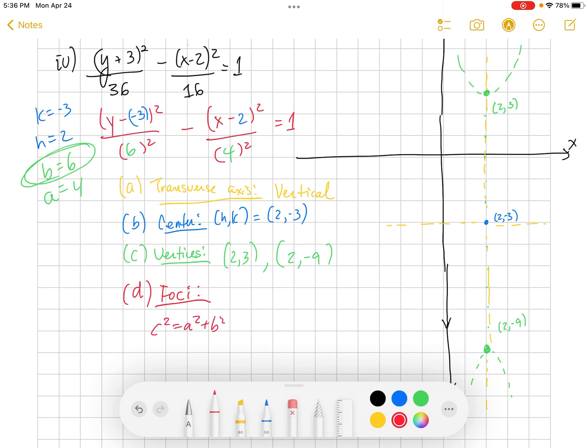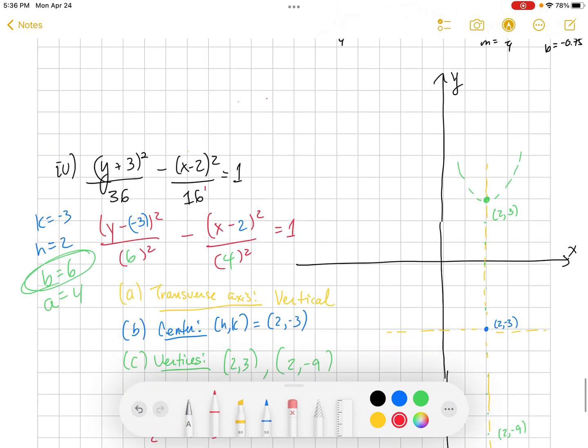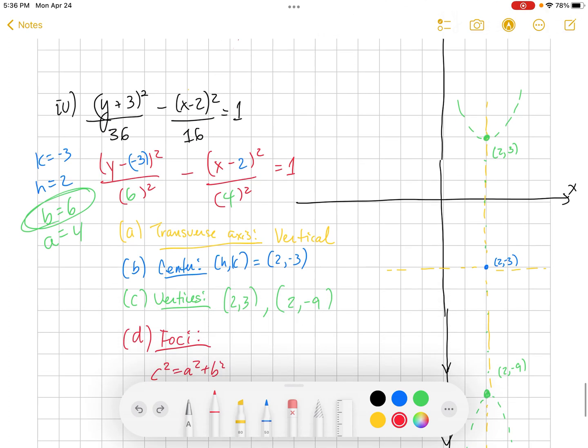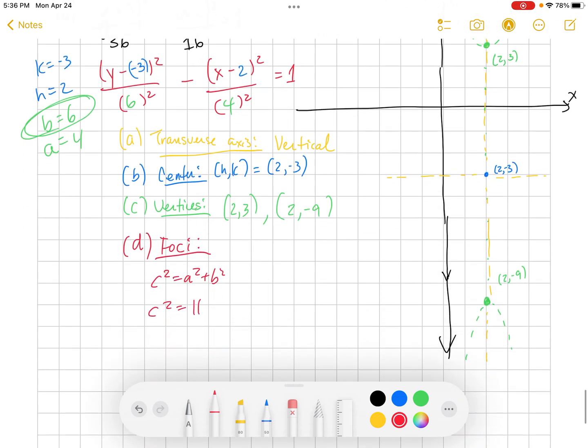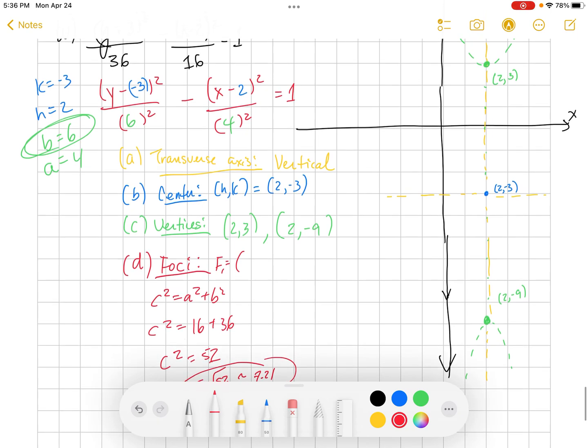Foci, we're going to find a c value first. C squared equals a squared plus b squared here for hyperbolas. What is a squared? A squared is 16, b squared is 36. So I got 16 plus 36. C squared is 52, so c is the square root of 52. Square root of 52, somewhere around 7.21.